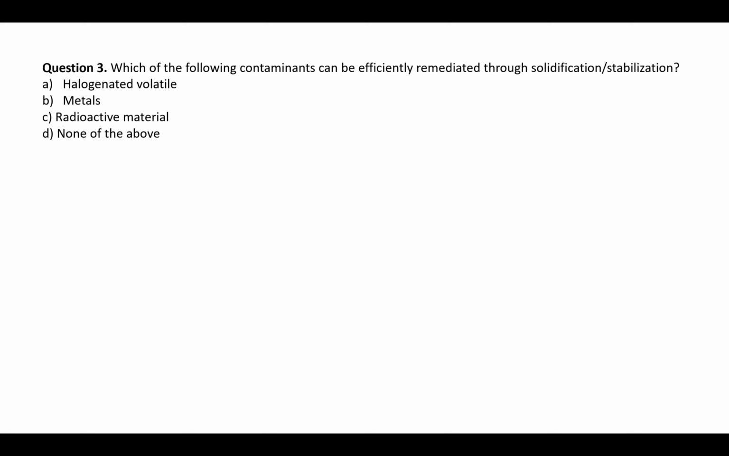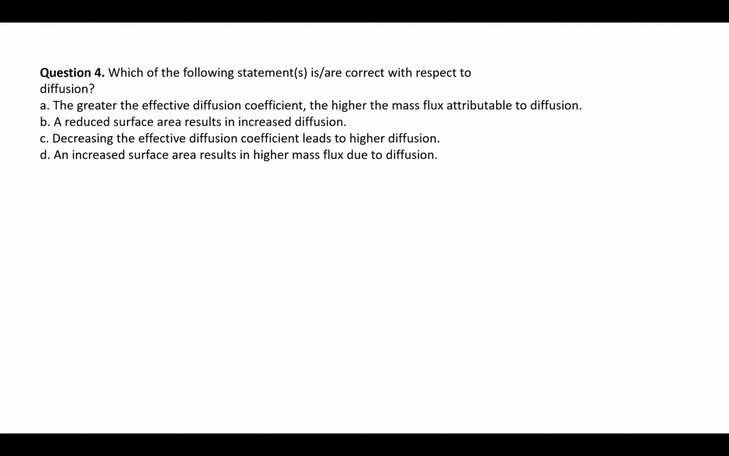So the types of pollutant which can be effectively remediated through solidification and stabilization are B, heavy metals, and C, radioactive materials. Heavy metals can be stabilized, or their mobility can be reduced, by binding with binding agents, and the leachability or spread of radioactive materials can also be reduced by binding with binding agents. So B and C are the correct answer.